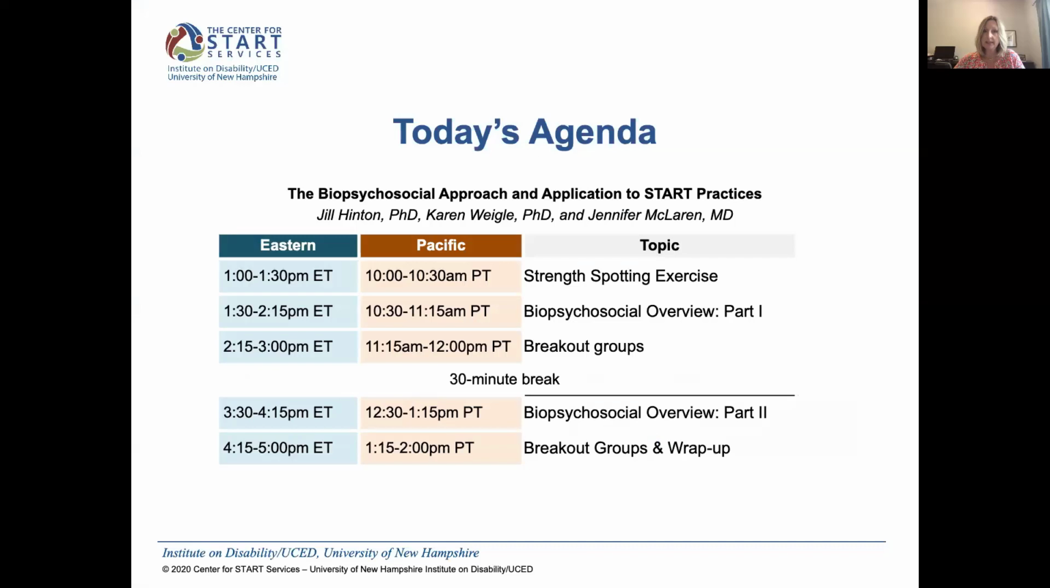Really quickly, a breakdown of what we're going to do today. We're going to go over the biopsychosocial approach. We're going to do some breakout groups and then come back as a group and have some discussion. And I'm keeping my fingers crossed that our breakout rooms will work. If not, we will improvise and still have a discussion. Then we'll come back and talk some more about the biopsychosocial overview, have another case example and discussion for you all to engage in.